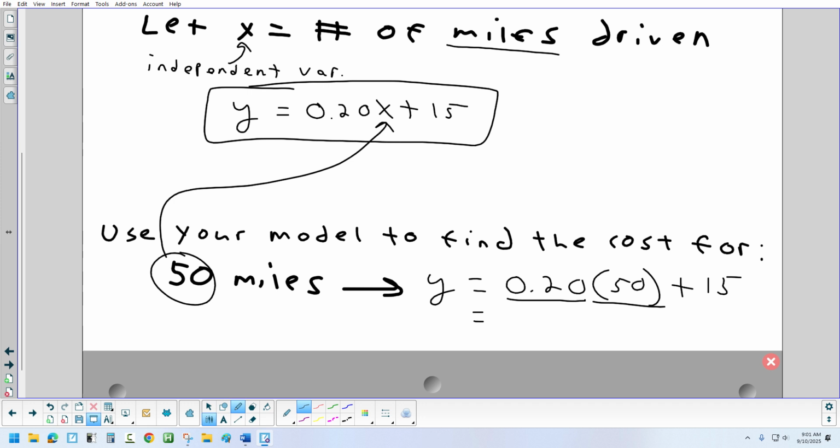What's 1/5 of 50? 10. Yeah, basically 1/5 means divide by 5. Right? So if you take 50 and divide by 5, you get 10. So it's $10 there, plus 15. If you drive the car 50 miles, that's a cost of $25. Any questions on that first one?